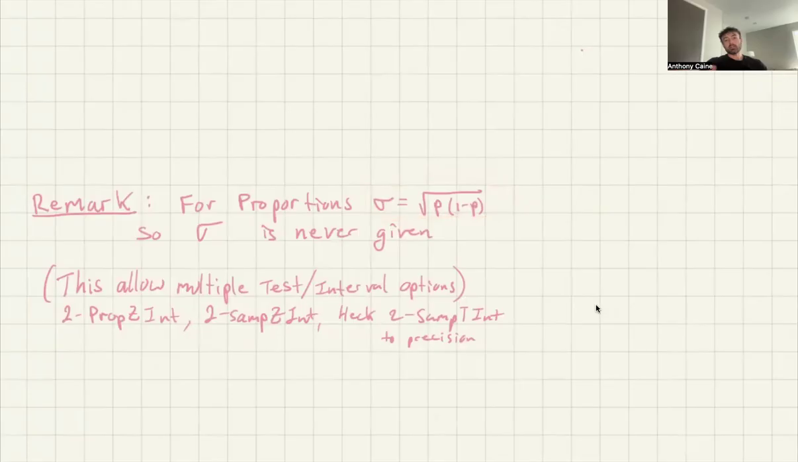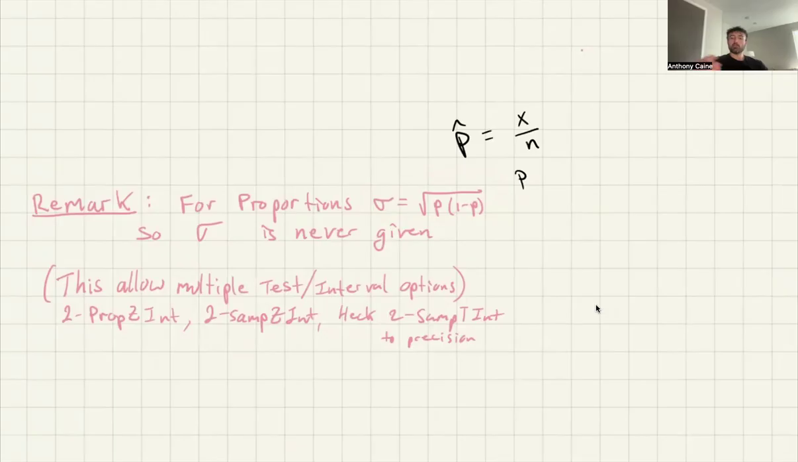But for proportions, the standard deviation is just this little formula. So the calculator does this behind the scenes. What we use in class as a p hat, or you can think of it as a p, the calculator does x over n.